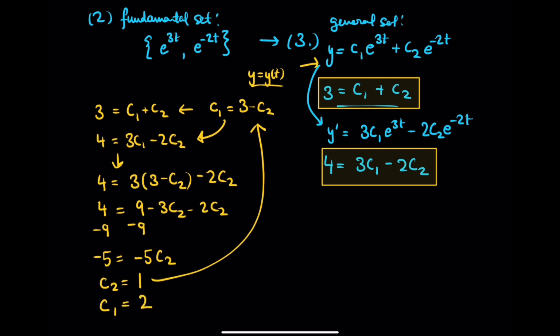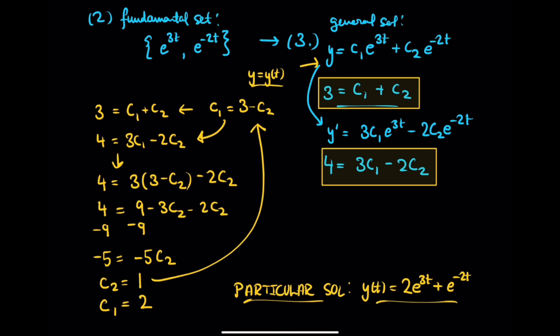Therefore, your particular solution is y(t) equals c1, which is 2, e to the 3t, plus c2, which is 1, e to the minus 2t. And this, again, is your particular solution. Okay, good. Now, let's do the next problem.